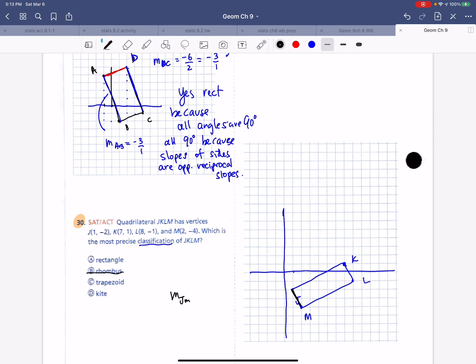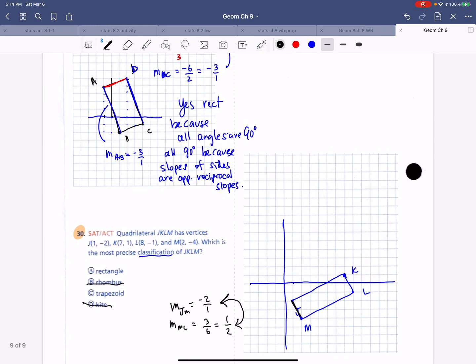It could maybe be a trapezoid. It's definitely not a kite, that's consecutive. So let's verify that it's a rectangle. So the slope of JM looks like it went down 2/1. The slope of ML looks like I went up 3/6. So up 3/6. Looky there, opposite reciprocals.